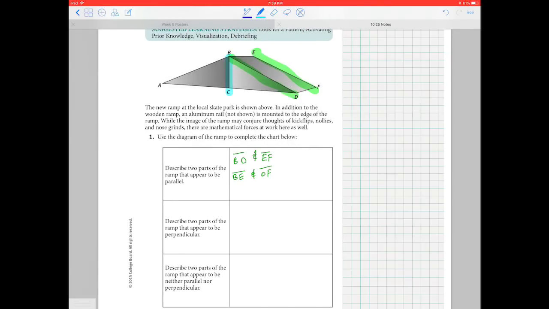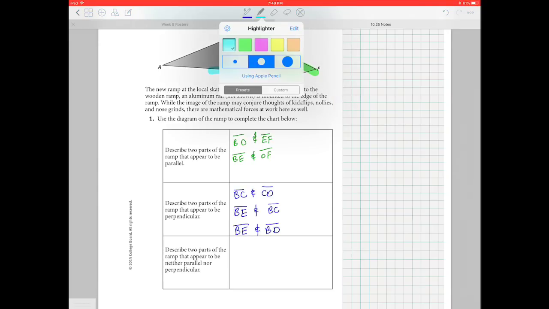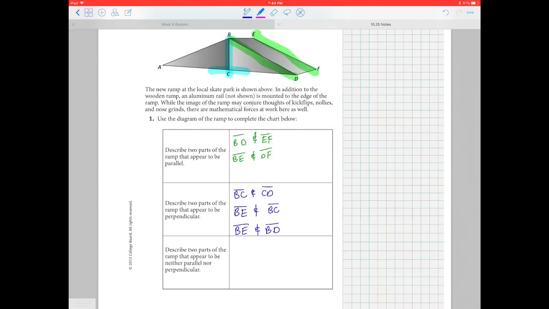So we said a lot of these angles were perpendicular, like the one I just highlighted, some of which were BC and CD. If we think about it as a 3D shape, BE and BC, and BE and BD. Again, that's if we're thinking about this as a 3D shape, that surface probably has a right angle there.